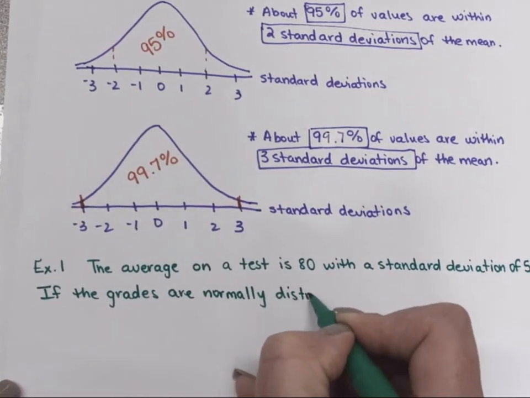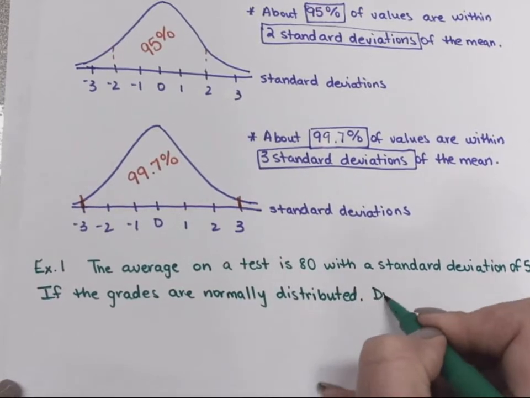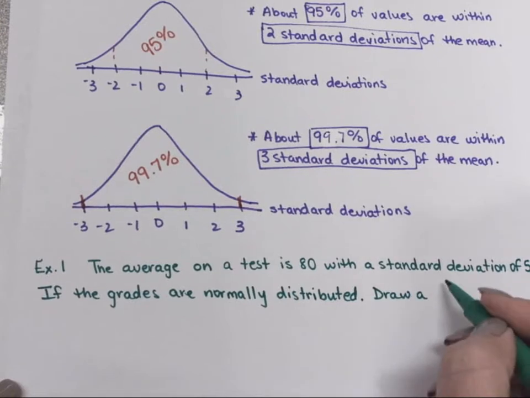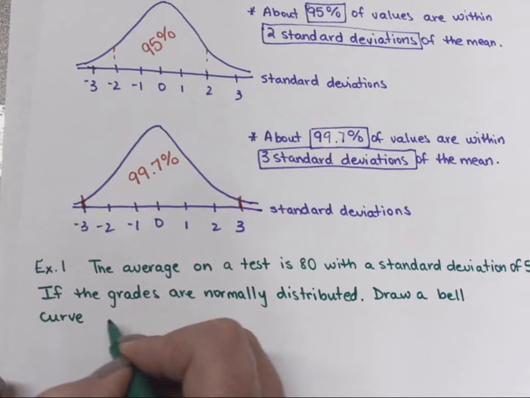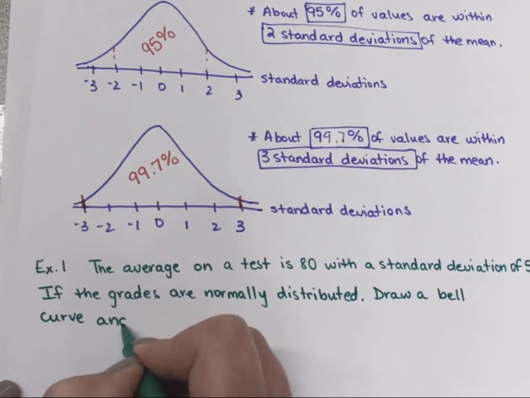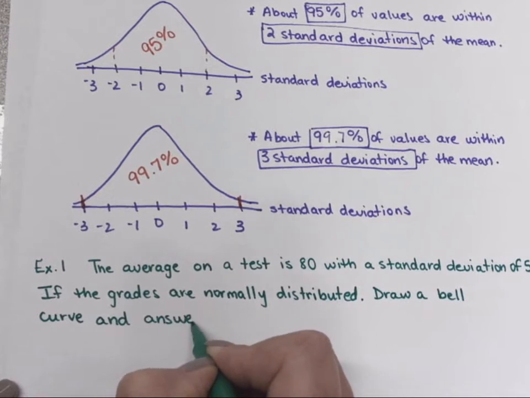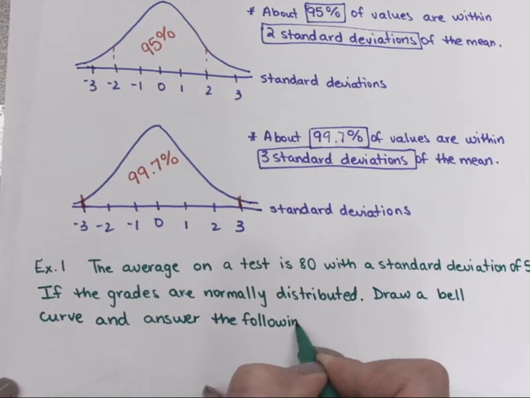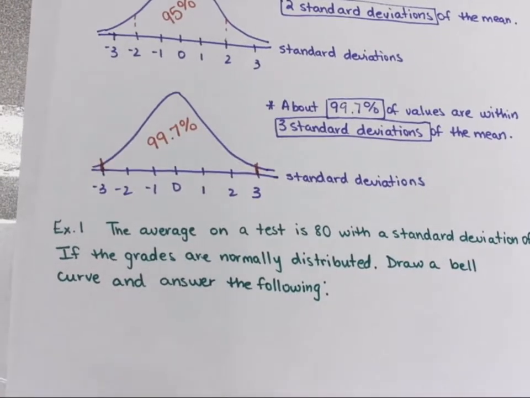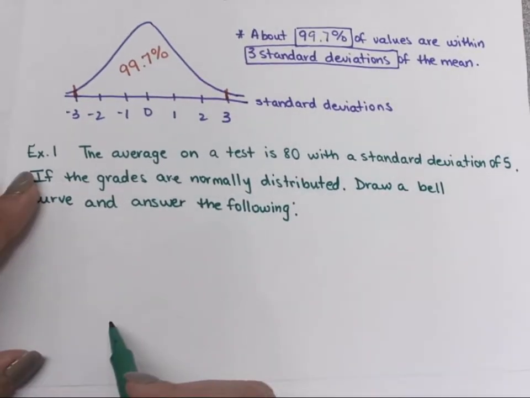So let's say the grades are normally distributed, meaning that they follow the bell curve pattern, where we peak in the center, and then the further we get away from the center, the less likely it is. So first, I want you to draw a bell curve. And then I want you to answer the following questions. So before I list for you the questions, let's go ahead and draw the bell curve. I want you to be pretty detailed with this.